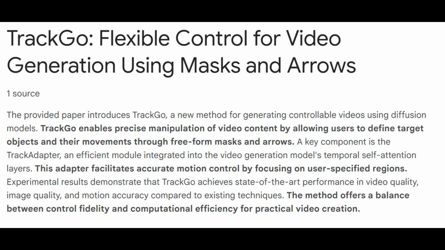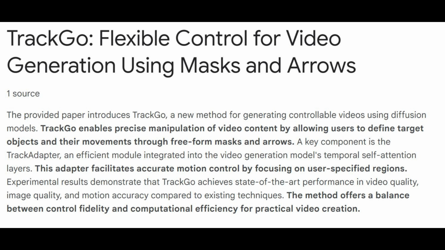Well said. But all this talk about TrackGo is making me really want to see it in action. Like, what kind of videos can it actually create? Well, luckily, the researchers shared a ton of examples. They showed everything from simple animations like a ball rolling across a table to more complex scenes with multiple characters and dynamic backgrounds. Okay, I'm definitely intrigued. Let's dive into some of those examples and see what TrackGo can really do. I'm especially curious to see how it handles those more complex scenes with lots of moving elements.